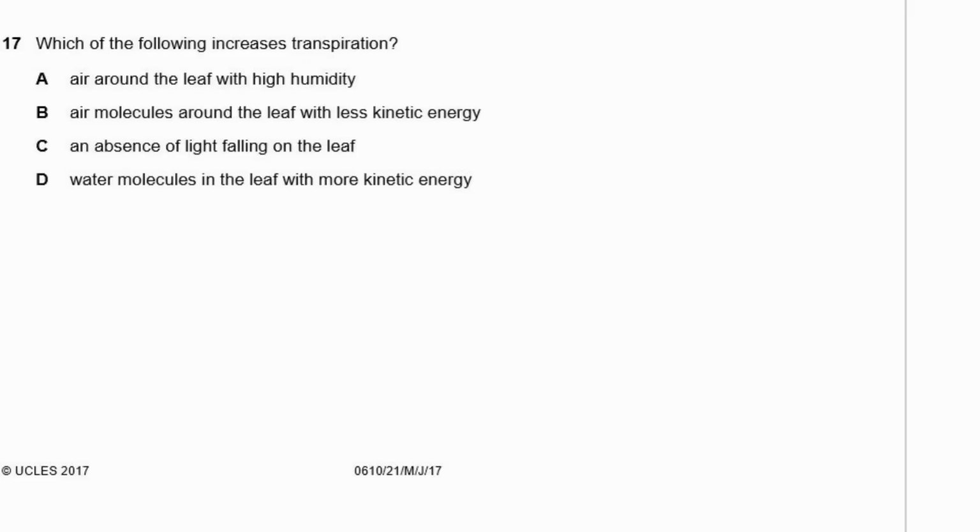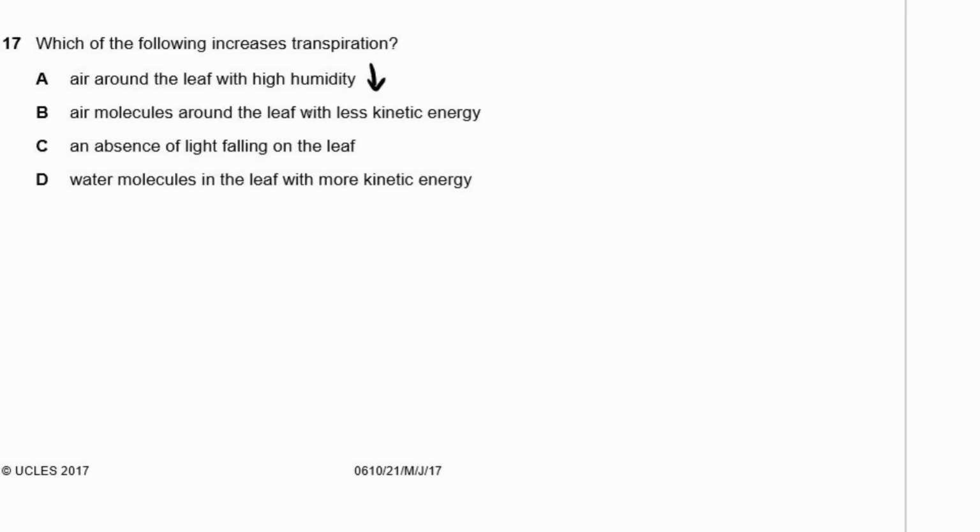Question 17. Which of the following increases transpiration? So we're talking about increasing transpiration, more water lost from the leaf. A, air around the leaf with high humidity. Okay, if it has high humidity, transpiration is going to decrease. Okay, it's not going to draw the water out through diffusion. So it's not that one.